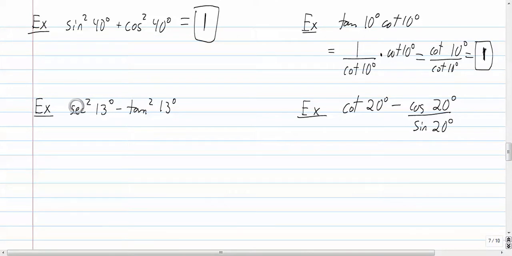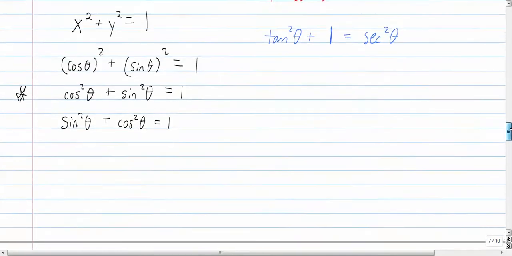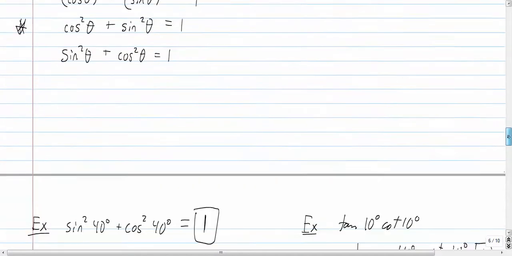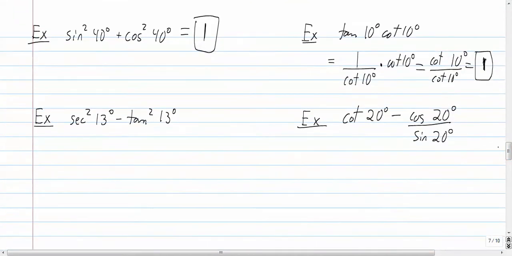Now let's look at this example. Now I see a lot of squares in there, so probably want to think about a Pythagorean identity. So you see this identity here, tangent squared theta plus 1 equals secant squared theta. Well, since my expression has secant squared and tangent squared in it, you probably want to use that one. And I'm going to write it down right here. Tangent squared theta plus 1 equals secant squared theta.